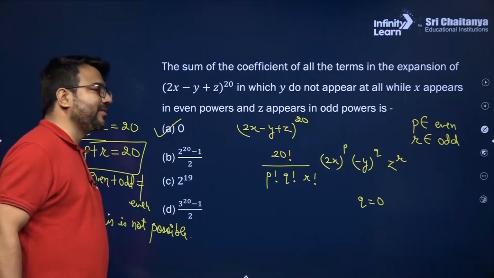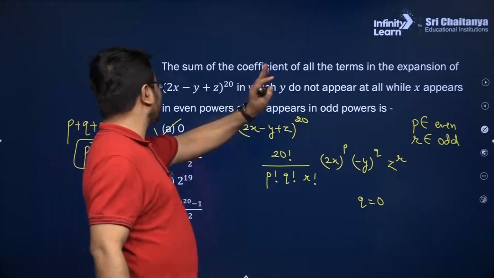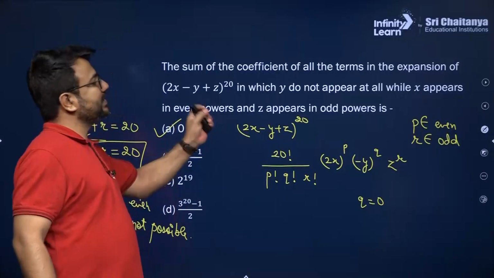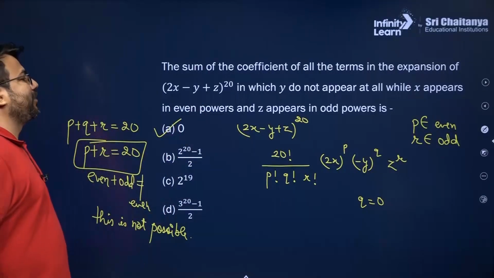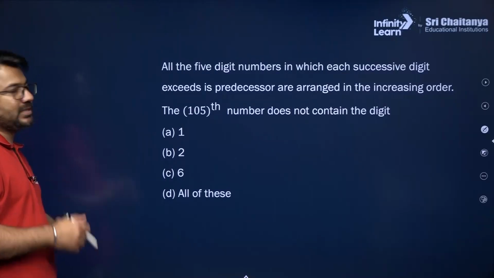So option A will be the final answer, because there does not exist any term where y does not appear and x appears in the even power and z appears in the odd power. I hope you are able to understand. So that is why we are moving ahead to the next question.